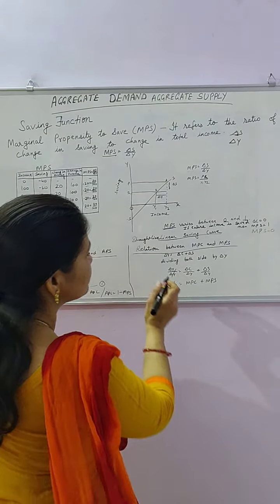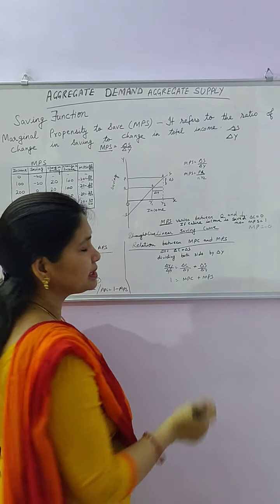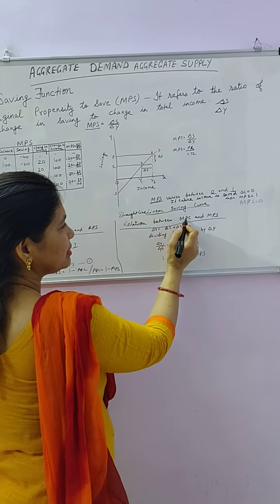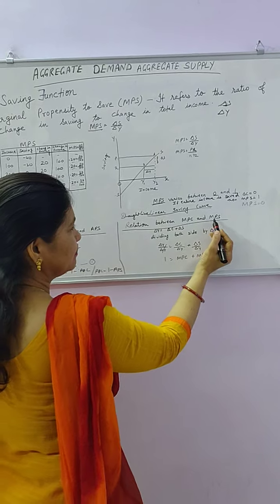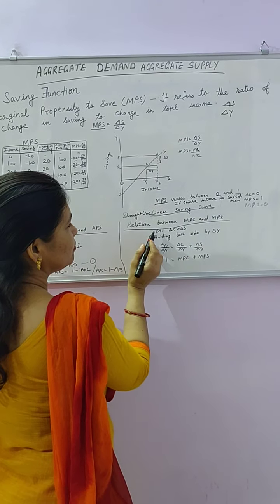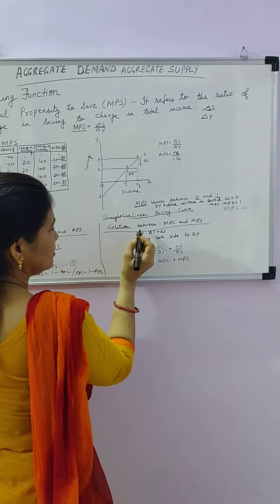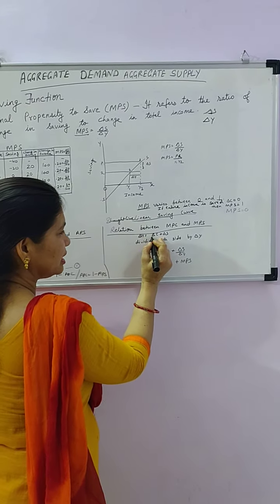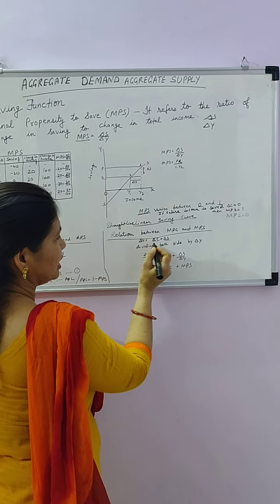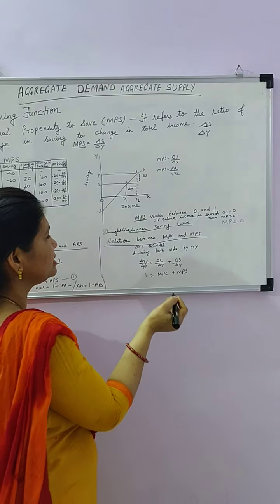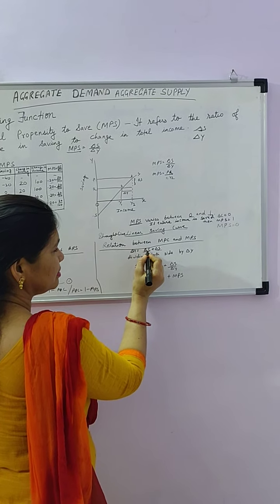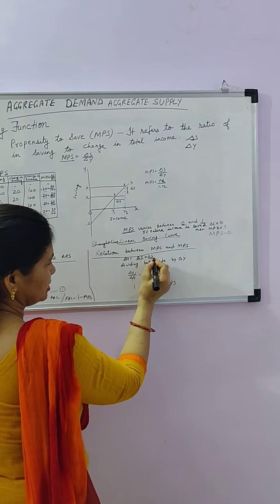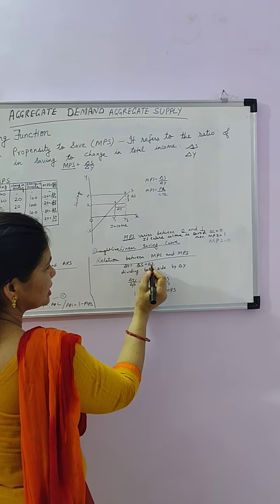Now, students, the relation between MPC and MPS. There is a relation between MPC and MPS also. MPC can be calculated by change in C upon change in Y, and MPS means change in S upon change in Y. When your income increases, this change in income is either consumed or saved. From this additional increase in income, either additional consumption expenditure rises or additional saving rises. So change in Y is equal to change in C plus change in S.